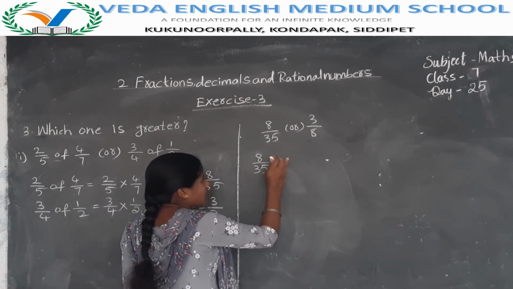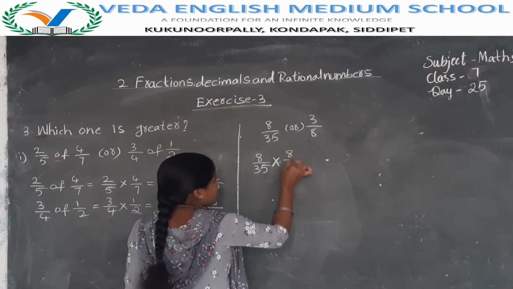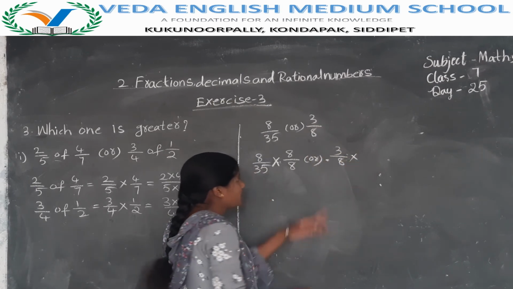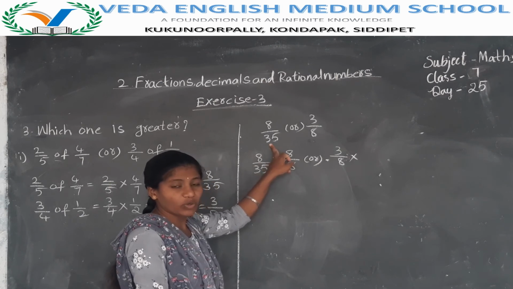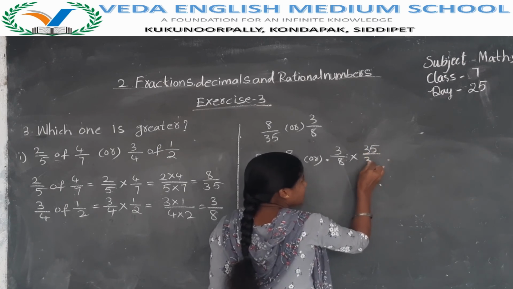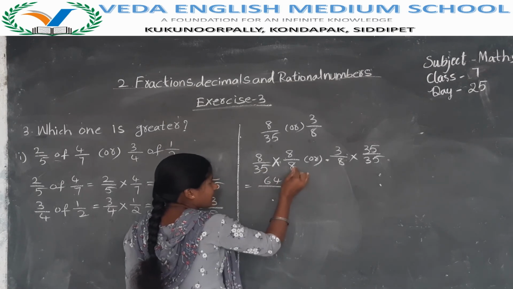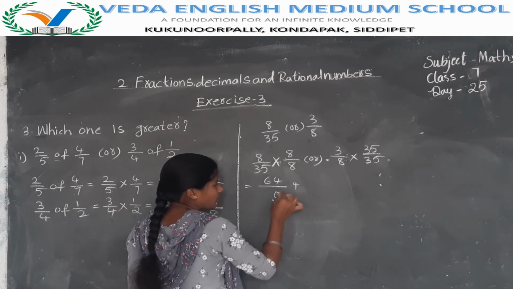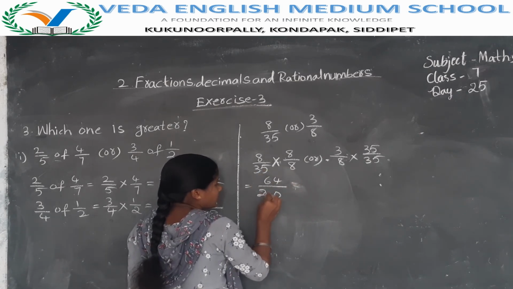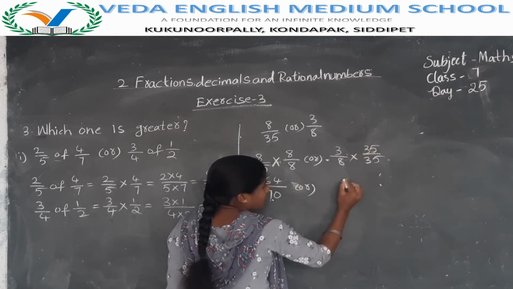Same like before. Multiply the first fraction with the second fraction denominator. What is the second fraction denominator? 8. So multiply with 8 and 8. 3 by 8 into, multiply the second fraction with the first fraction denominator. What is the first fraction denominator? 35. Multiply both the numerator and denominator with 35. Now 8 8s are 64. 35 8s: 8 5s are 40. 0 you have to write here, 4 becomes carry. 8 3s are 24. 24 plus 4, 28.